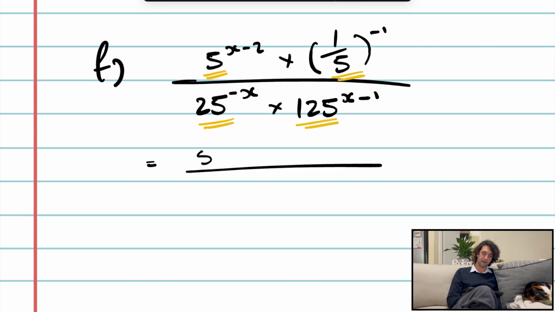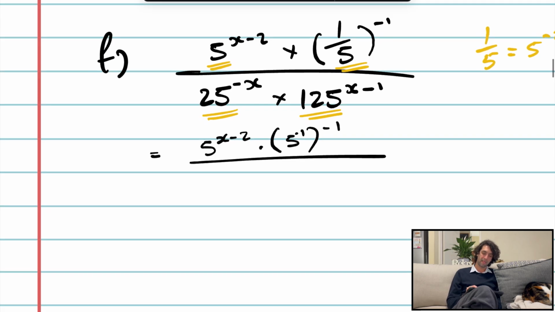So let us begin. That is 5 to the power of x minus 2. I'm not going to do anything there, I don't have to change that. This is now multiplied by 5 to the power of negative 1. 1 over 5 is the same as 5 to the power of negative 1, and that's to the power of negative 1. Then we have 25, which is 5 squared to the power of negative x, multiplied by 125, which is 5 to the power of 3, and we have an x minus 1.